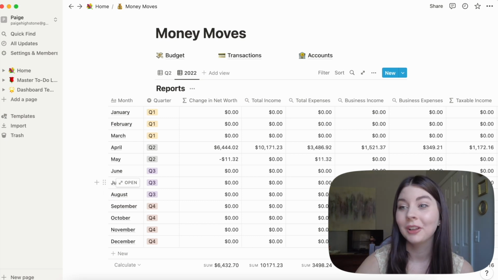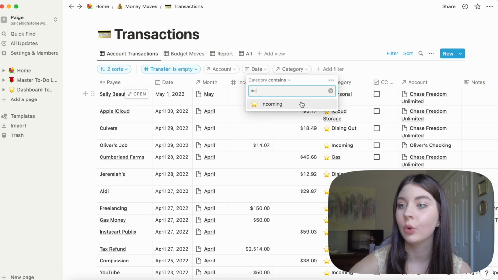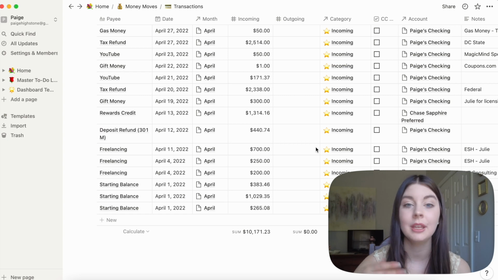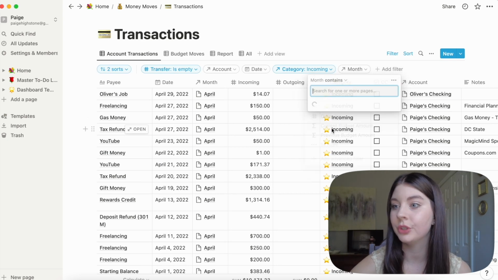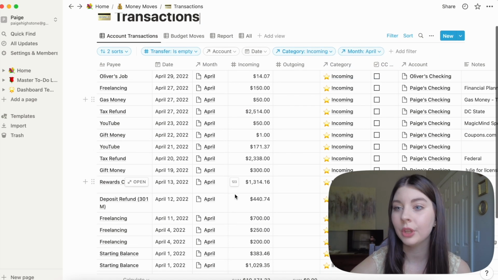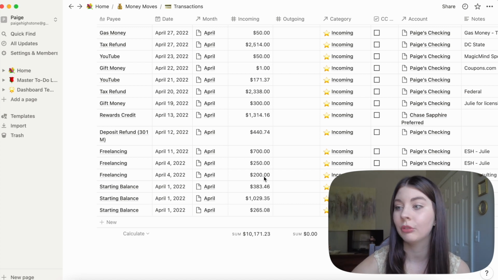Since we can't get a legit look here, we're going to jump into transactions, and I'm going to sort these transactions by the category incoming. Then we'll be able to look at all of the incoming money that happened in the month of April. I'm also going to add a filter for month and make sure that I'm just looking at April for the rest of today's video. Starting at the bottom, we had starting balances for all of our accounts. All of our savings had $265. Oliver's checking had $1,029. My checking account had $383. So our starting balances weren't that dramatic. We didn't have a ton of cash. It was about $1,600 in cash, but then you'll start to see all of the incoming money throughout the month.